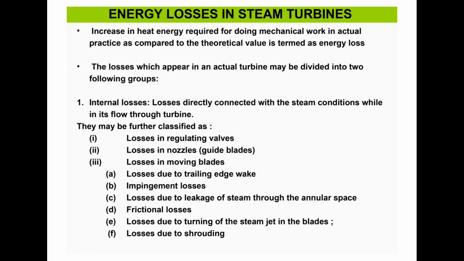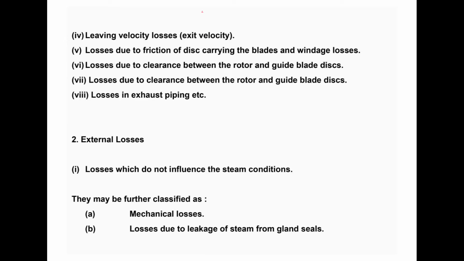Losses due to shrouding, leaving velocity losses, which means the exit velocity. Losses due to friction of disc carrying the blades and windage losses. Losses due to clearance between the rotor and guide blade discs, and losses in exhaust piping, etc. And some more losses will also be in these internal losses.